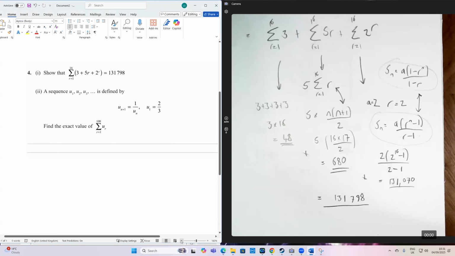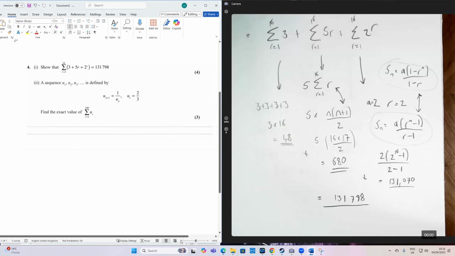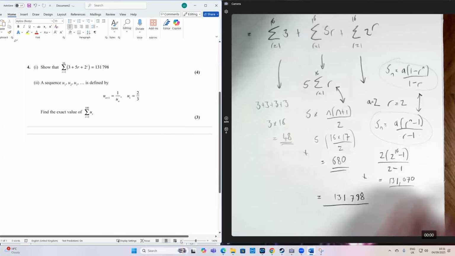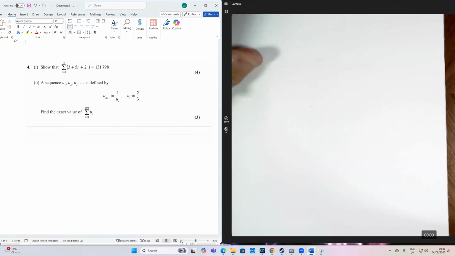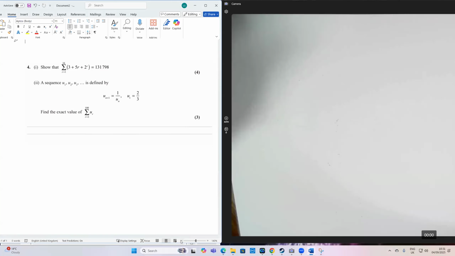So what's going on with this question? That was 4 marks for the first part done. The next part, part 2, is a different type of question now. We've got a sequence going on. It says the sequence u1, u2, u3 is defined by u_(n+1) is equal to 1 over u_n, where u1 is equal to 2/3.